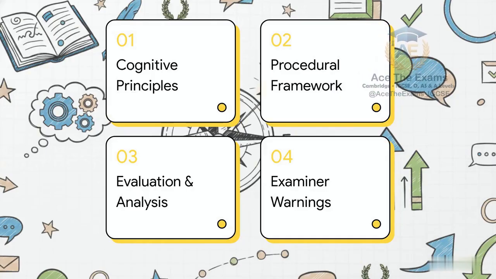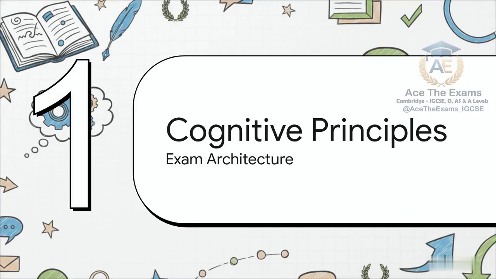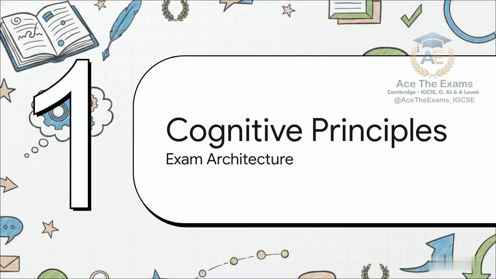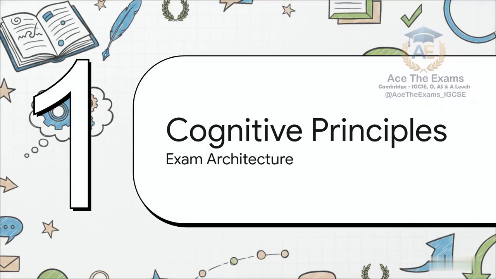To get you to that A-star level, here is our roadmap for today's session. We will cover 1. Core cognitive principles, 2. The procedural framework, 3. Evaluation and analysis, and 4. Top examiner warnings. Let's move smoothly into Section 1, Core Cognitive Principles. We are going to examine the fundamental architecture of the exam.